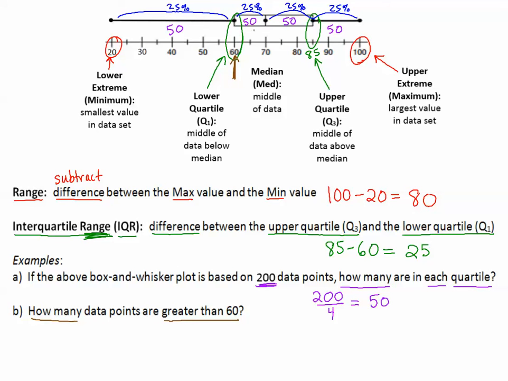Well, if there's 50, and then 50, and then 50, we're going to combine all of those, because over here this is less than. We want greater than, more than 60. So it's 50 plus 50 plus 50 for the 3 quartiles above that data point, and that makes 150. There are 150 data points greater than 60.